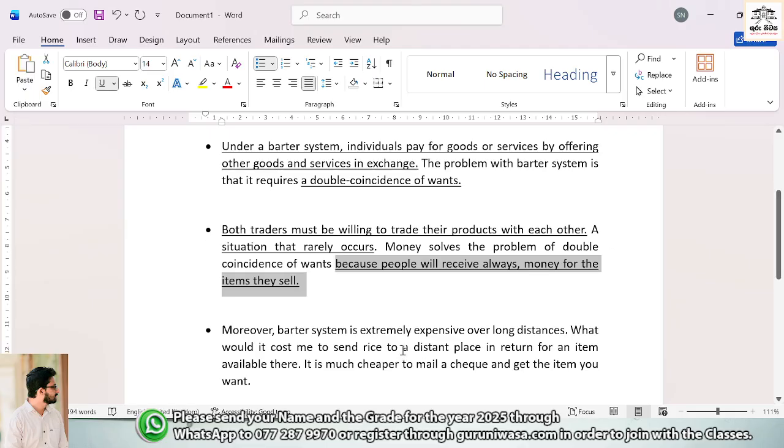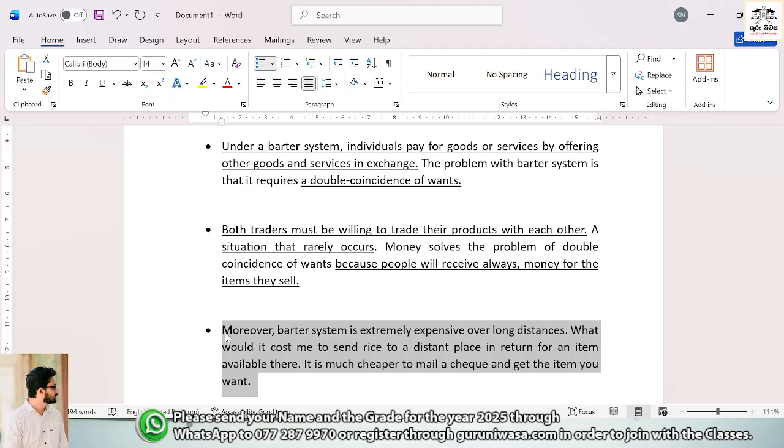Moreover, the barter system is extremely expensive over long distances. What would it cost me to send rice to a distant place in return for an item available there? It is much cheaper to mail a check and get the item you want. Yes, money has made transactions easier and faster, right?